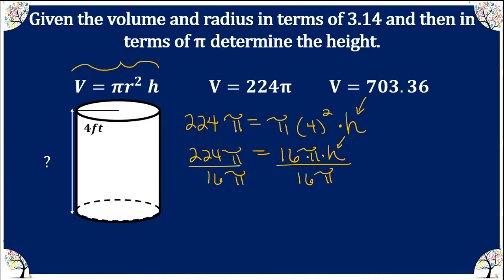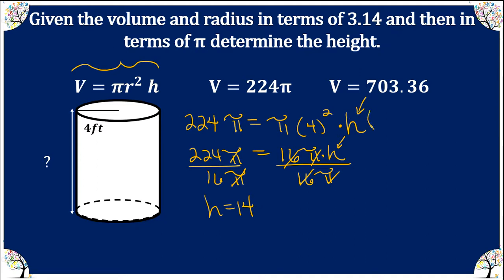This was 16 times pi times h. The inverse of multiplication is division, so these cancel. Over here, these pi's cancel. And now I simply divide 224 by that 16, and that gives us a height of 14.